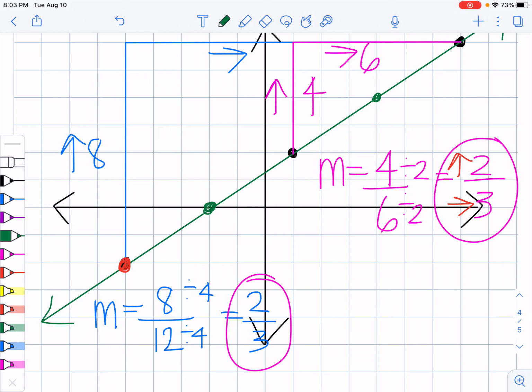So you can see that it doesn't matter which 2 points you choose on a line, you can always find the slope.